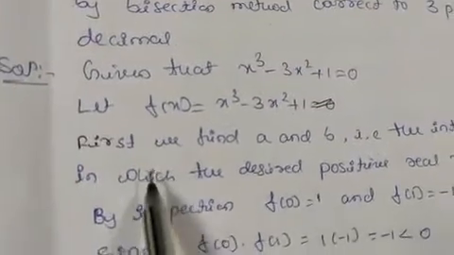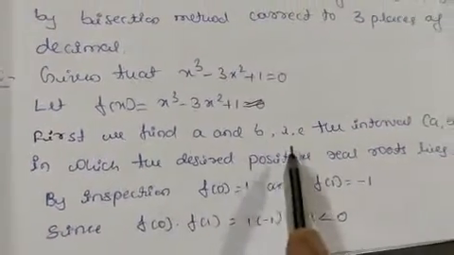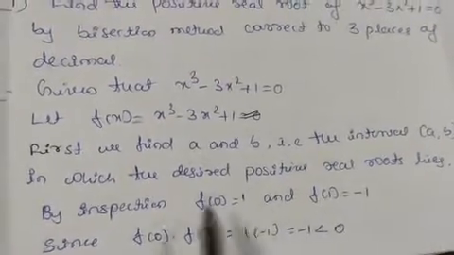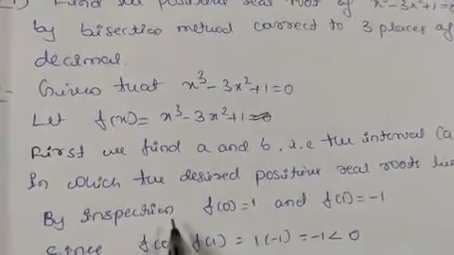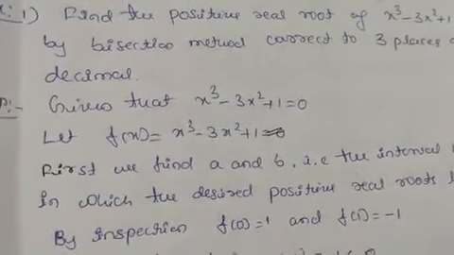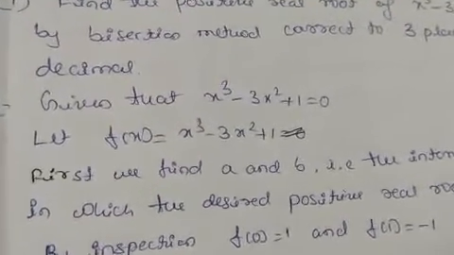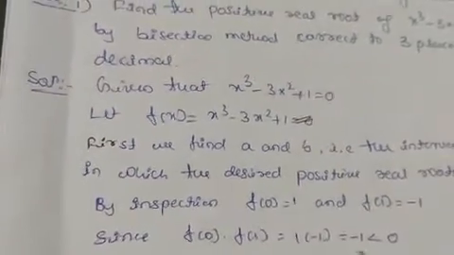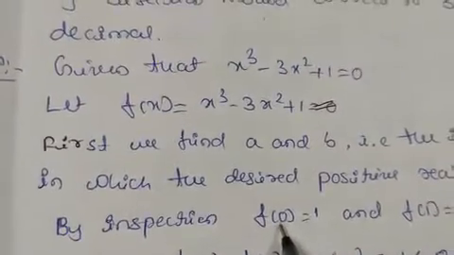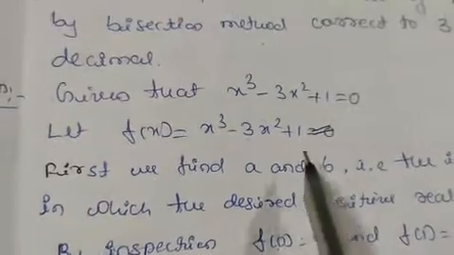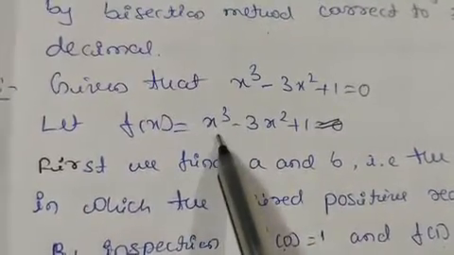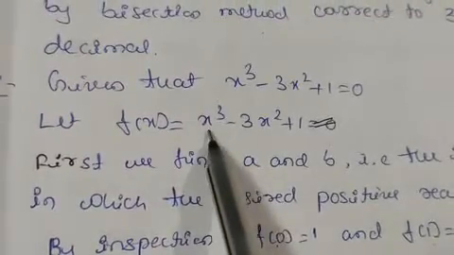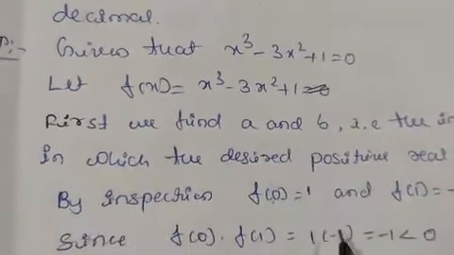So now first we find a and b, that is the interval a comma b in which the desired positive real root lies. So by inspection method, here they have not given any value of a and b. So by inspection method you have to verify it for 0 and 1 here. So f of 0 means put x equals 0 in this. So you will get f of 0, that is, 0 minus 0 plus 1 equals 1.